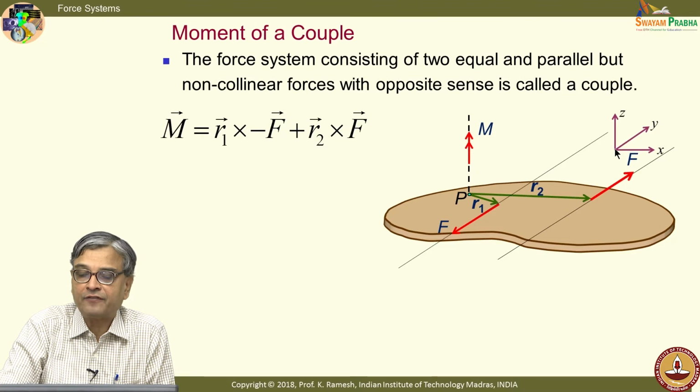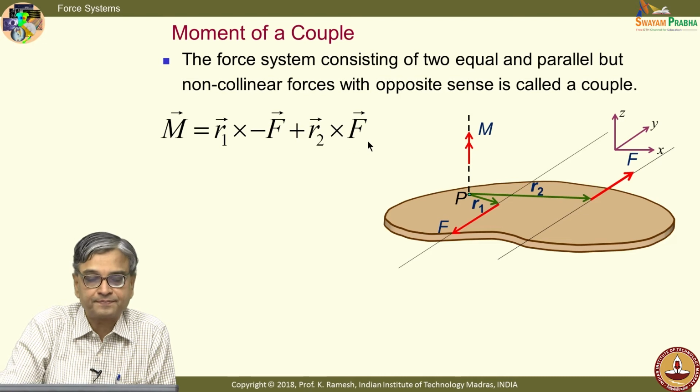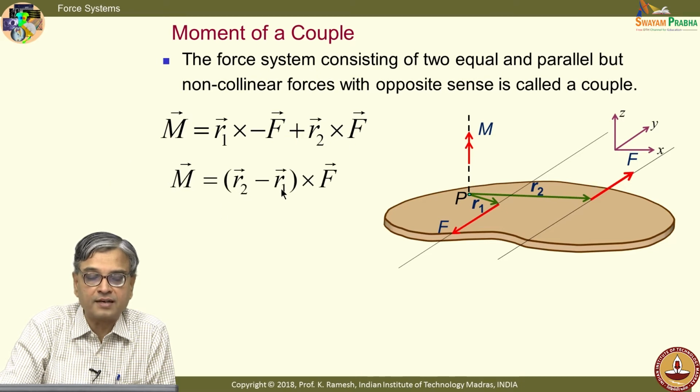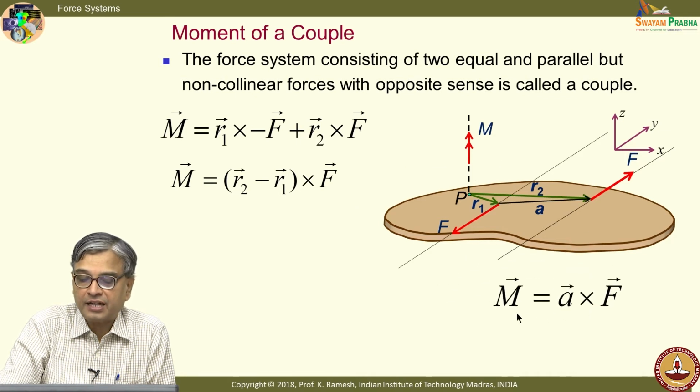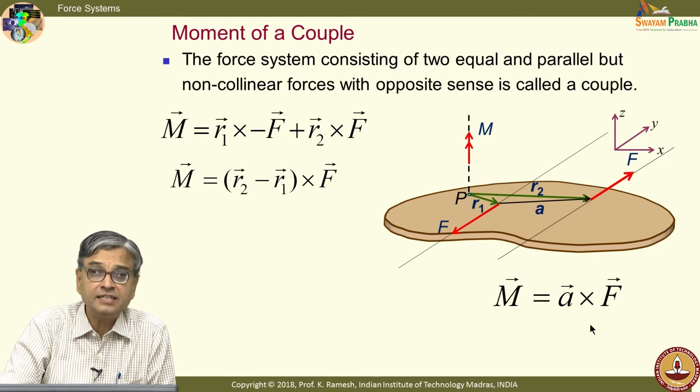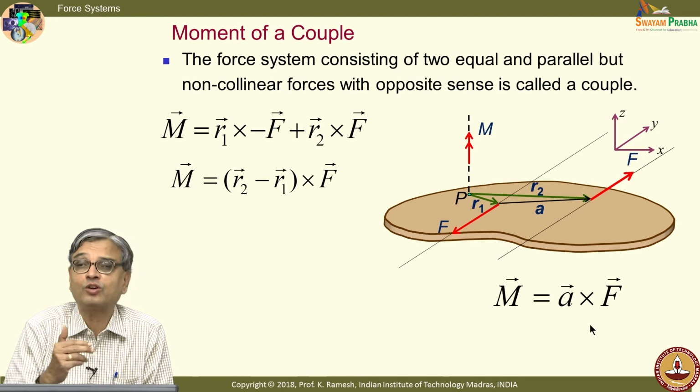And we have the reference axis as x, y and z. So, when I write moment, I put r1 cross minus F plus r2 cross F. And I simplify this as r2 minus r1 cross F, and when I do it vectorially, I get the difference as vector A. So, it is nothing but the effect of these two forces to produce a net moment is A cross F. This has a very interesting property. That is why we look at this force system.